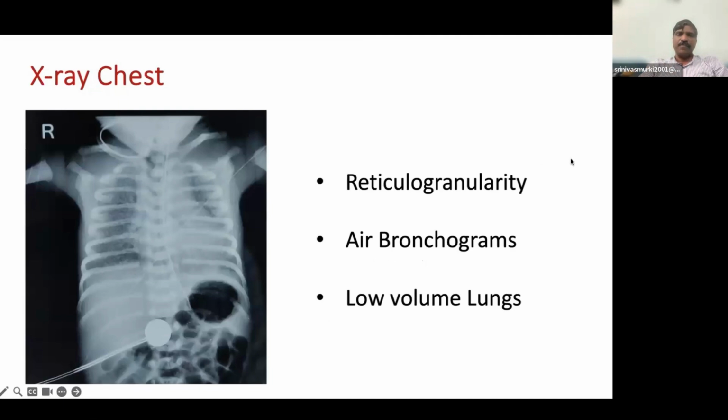And this is the X-ray. So what is the X-ray showing? The X-ray shows classical reticulogranularity, air bronchogram, and probably low volume lungs. So ground glass or reticulogranularity and air bronchograms are seen here. So you have a baby on CPAP who requires a pressure of 7, FiO2 60%, and you have an X-ray like this. What do you want to do now? Would you want to go for NIV? You want to go for ventilation, or you want to do something else?